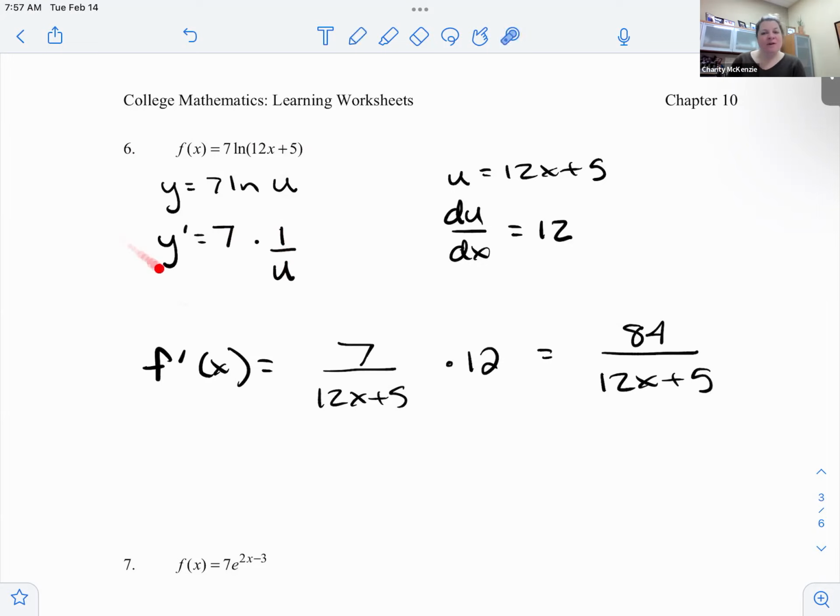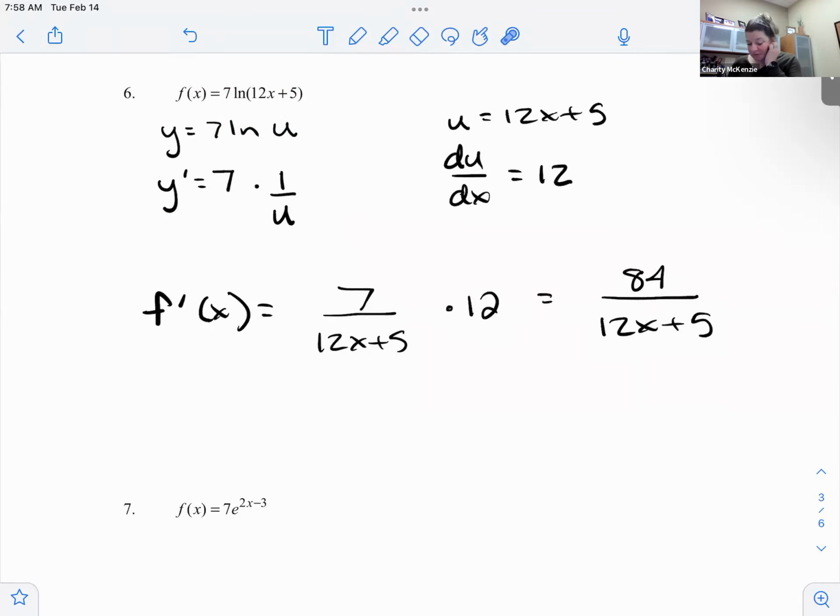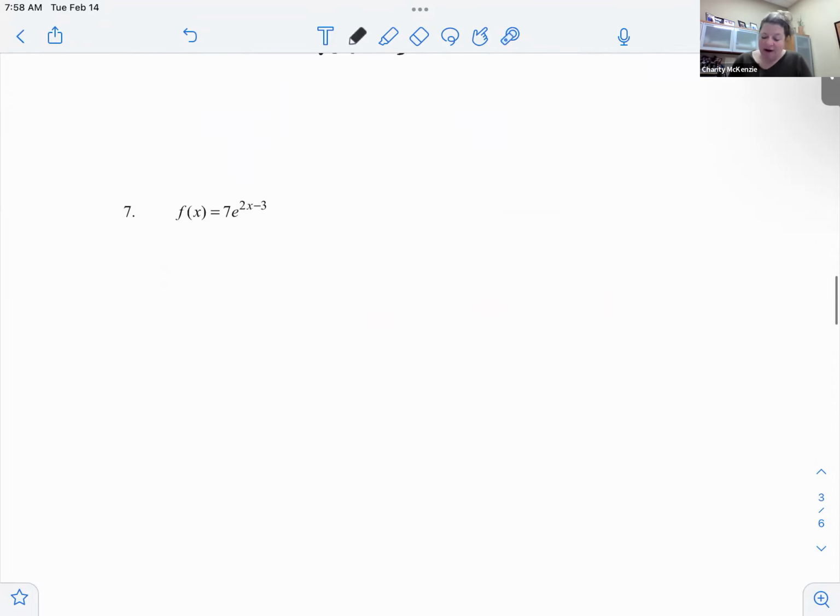So the u method kind of is helpful when it's not obvious what the derivative of the outside piece is. Some of you could skip the writing this part, but I need to write it too, so you probably will. I will do this method for the rest of them because they're not as easy as the first one. So 7, what's the outside idea? E to a power, inside, 2x minus 3. So if you don't just have an x on your e, then you have to do something uglier. So we'll let y equal 7e to the u, and we'll let u equal 2x minus 3.